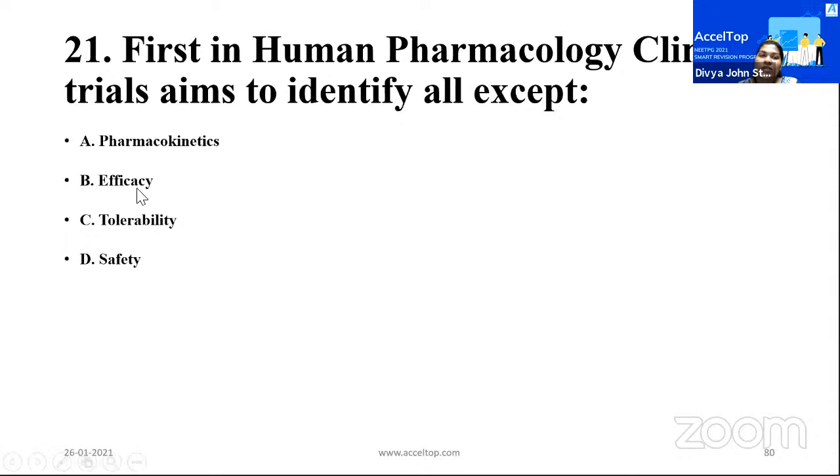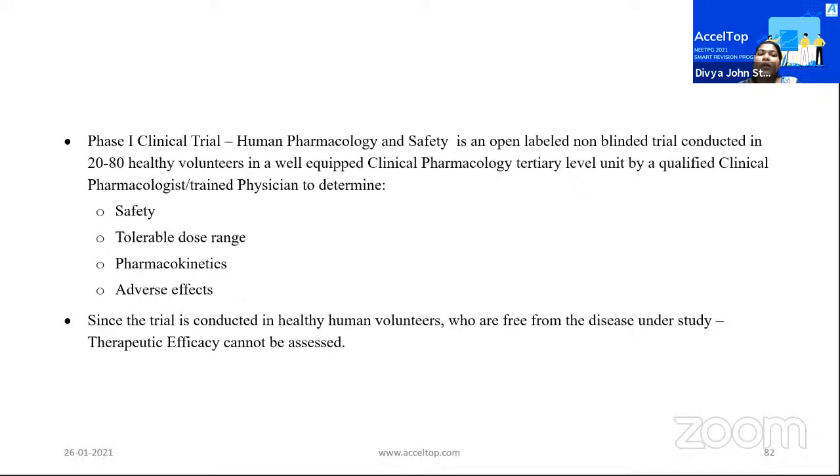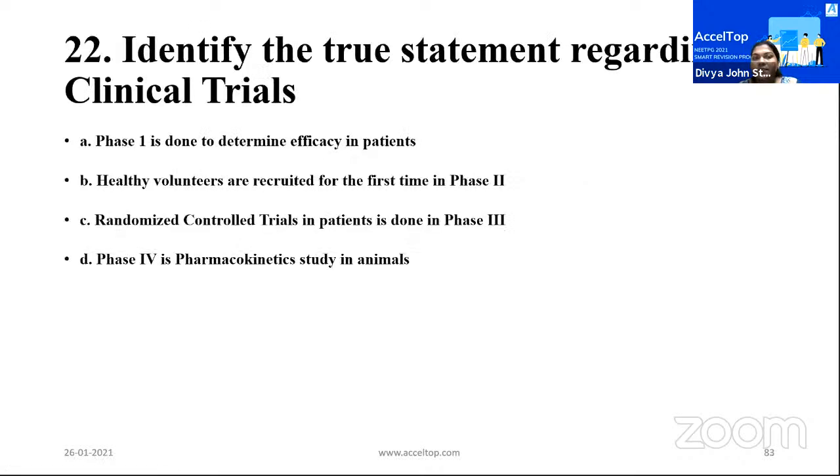So efficacy, or the protective benefit of the drug, is not a parameter that can be assessed in a phase 1 trial. Very simple as that. The primary agenda of your phase 1 trial is to see the safety, tolerable dose range, pharmacokinetics, and adverse effects. Since the trial is conducted in healthy human volunteers who are free of the disease, the therapeutic efficacy cannot be assessed. As simple as that, provided it is done in healthy volunteers. If you're talking about an advanced stage disease or a rare disorder, it changes, right?